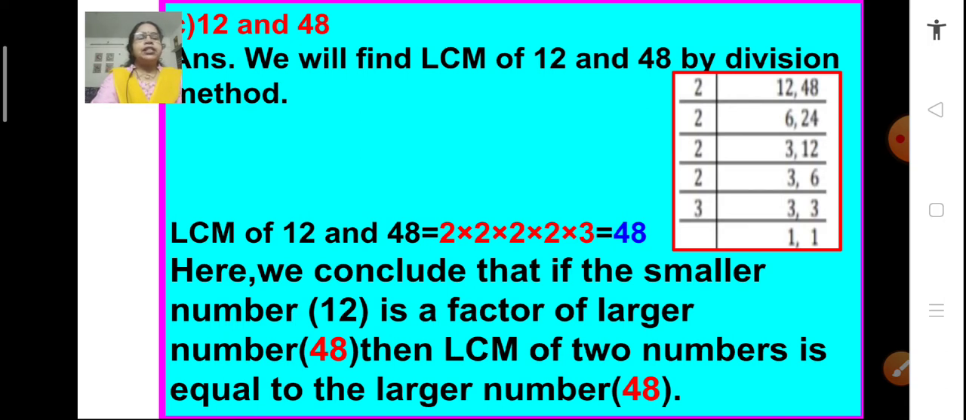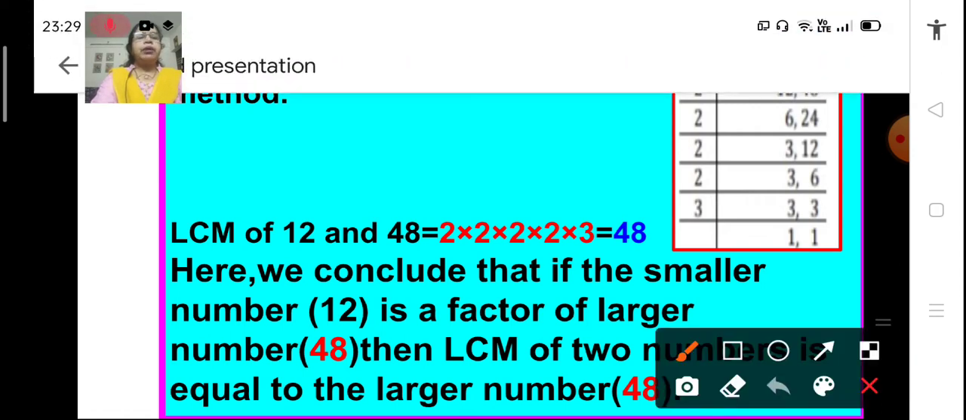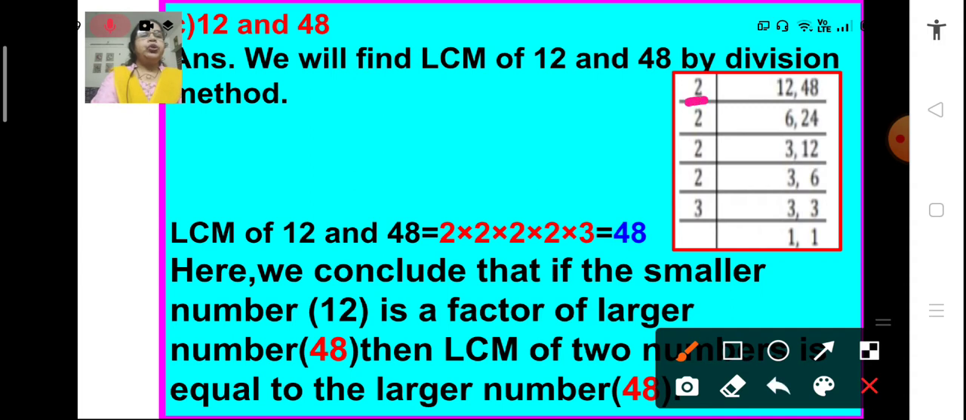So let's find the LCM of 12 and 48 by division method. Let's write 12 and 48 and start dividing by the smallest prime number 2. 12 is divisible by 2, we get 6 here, and 48 is divisible by 2, we get 24. Again we can take 2 and divide 6 and 24, so we get 3 here and 12.